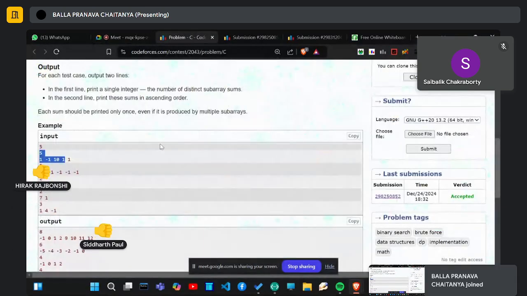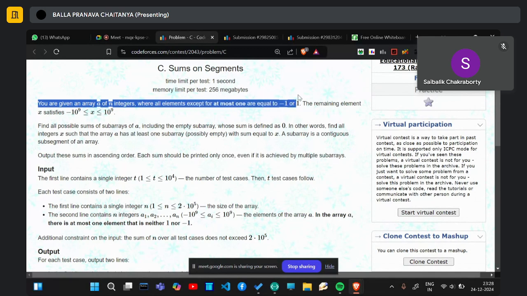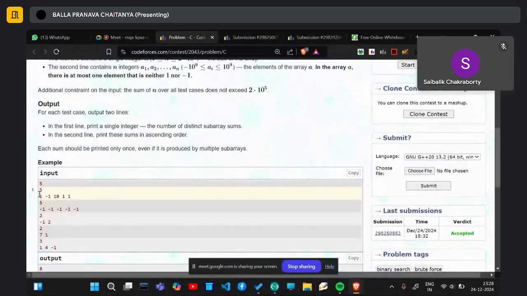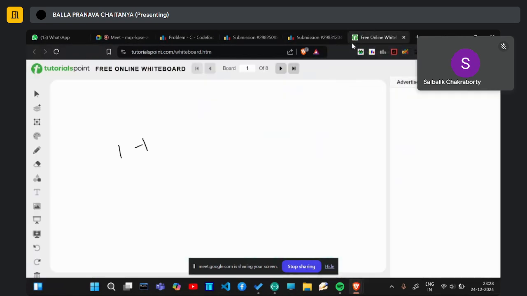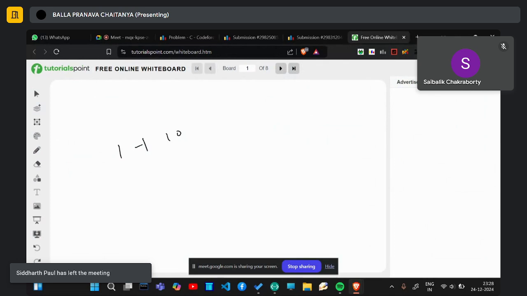So in this problem, we are given an array. It has all the elements equal to -1 or 1, and only one of the elements is different. Let's take the first example test case. In it, we have the elements 1, -1, and then a couple of ones.